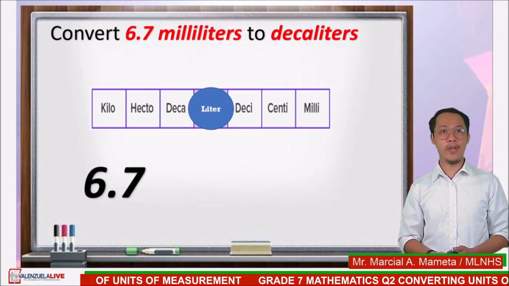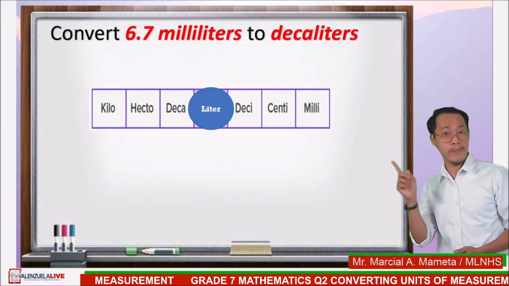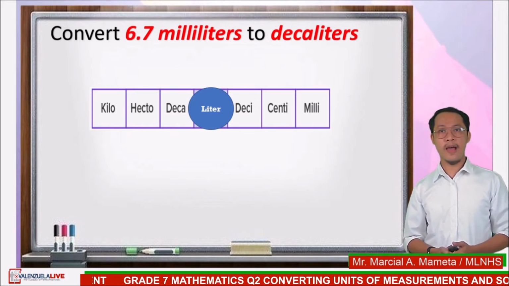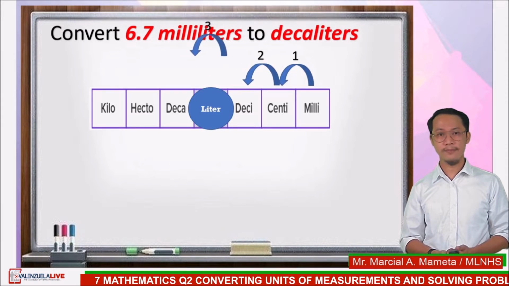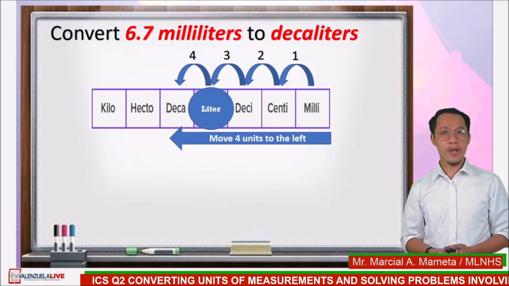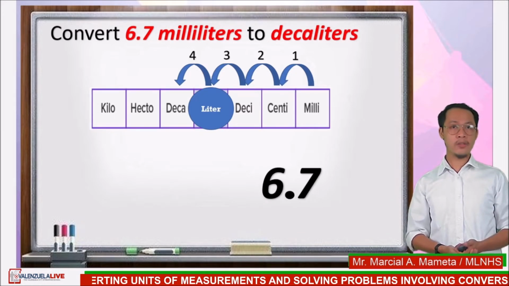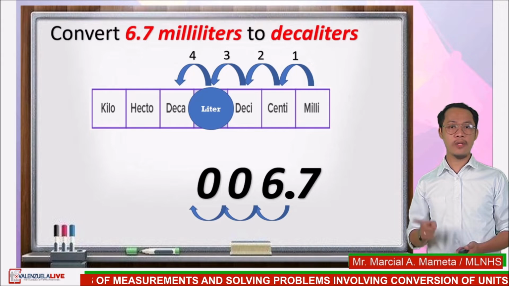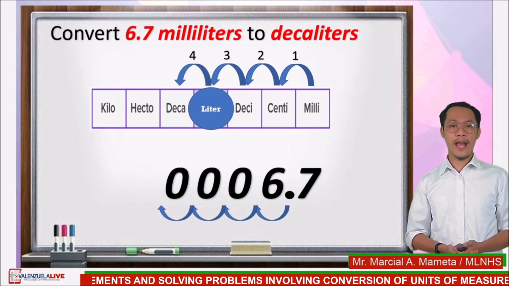That means our starting point will be on milliliters. So let us count how many units away is milliliters to decaliters. We have 1, 2, 3, and 4. We move 4 units going to the left, which also means that to convert 6.7 milliliters to decaliters, we need to move the decimal point 4 decimal places going to the left. So there you go.